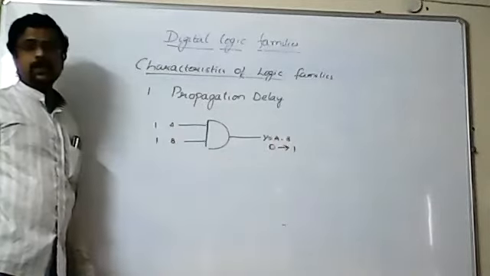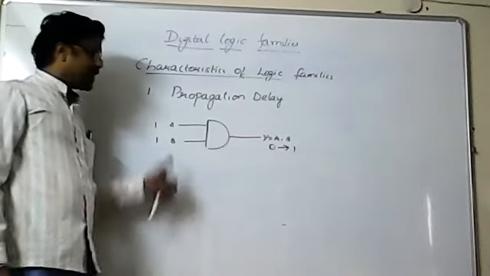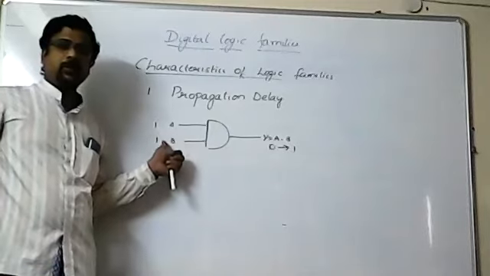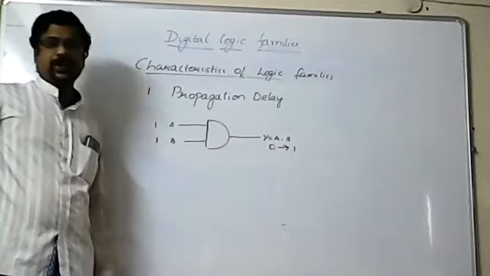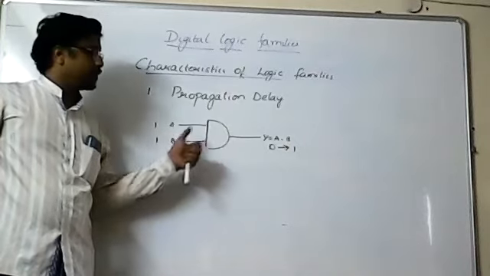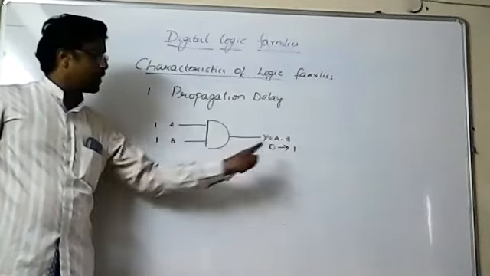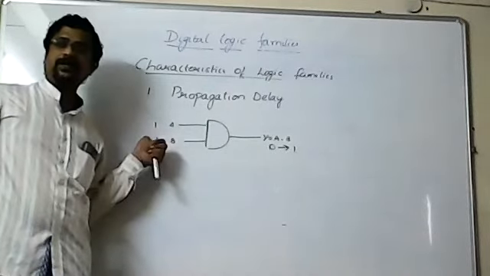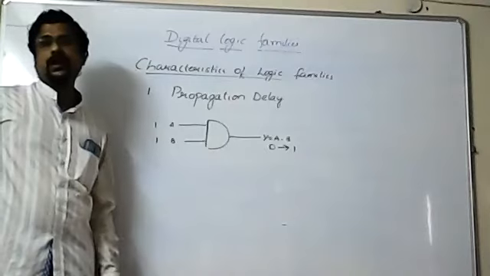1 into 1 is what? 1. That means, after changing my inputs, the output is changing. So the time taken for the output to change when the inputs are changed is called the propagation delay.